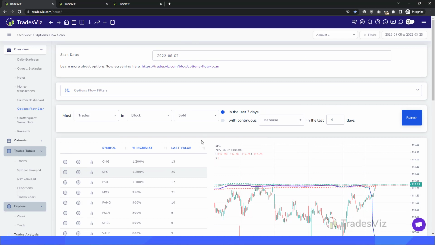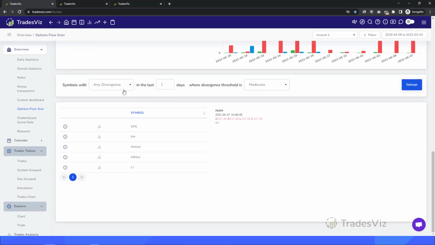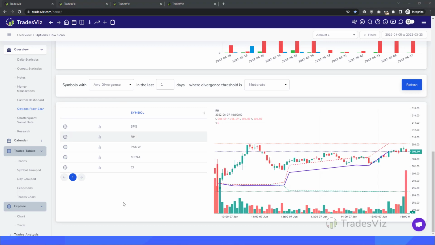By the way, none of this is pre-planned. I'm not looking at specific symbols. I'm not cherry picking anything. I'm just going through examples randomly, because that's the best way to explore any of this. And the same over here. And you can even search for divergences.